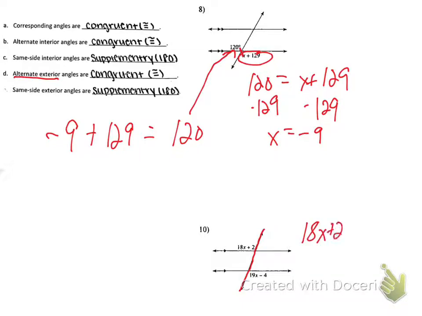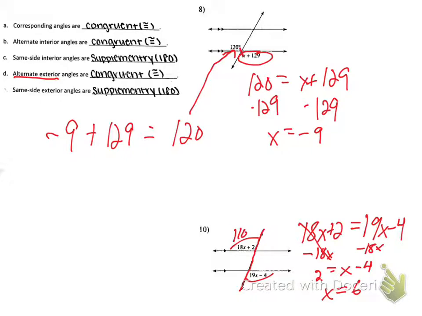So 18x plus 2 is equal to 19x minus 4. I'm going to minus 18x on each side, and I'll be left with 2 is equal to x minus 4. I'm going to add 4 to each side, so x is equal to 6. Since these are both the same angle, you just plug it into one of them. I'll need a calculator, but 18 times 6 is 108, plus 2 would be 110. So this angle is going to be 110.